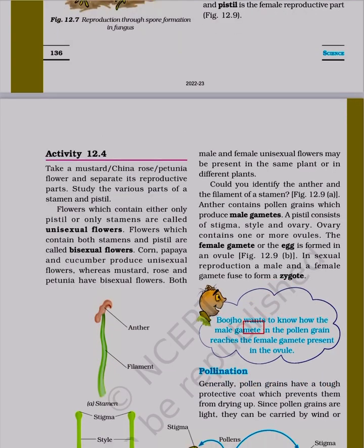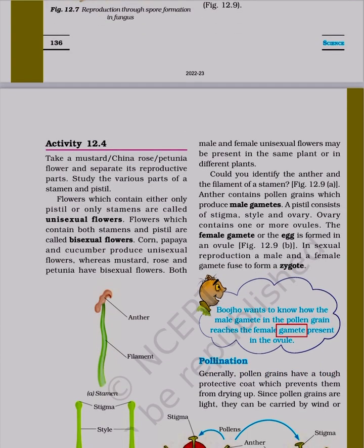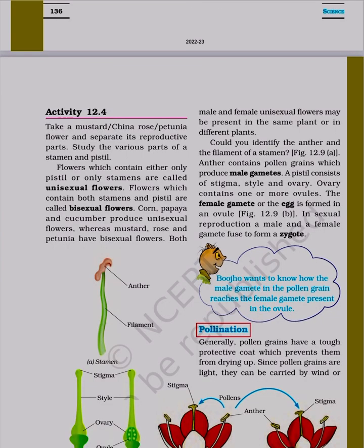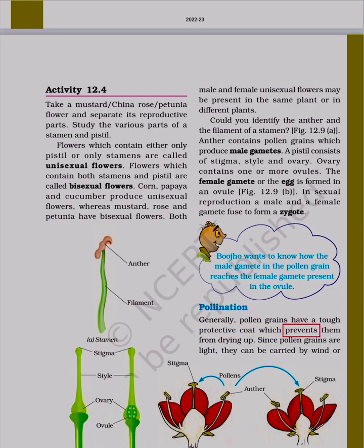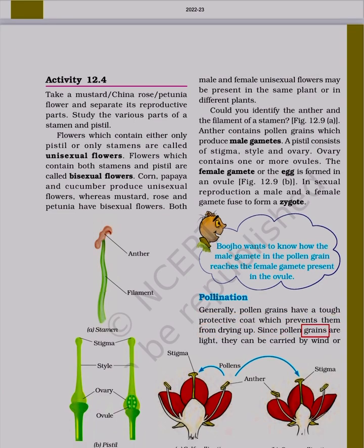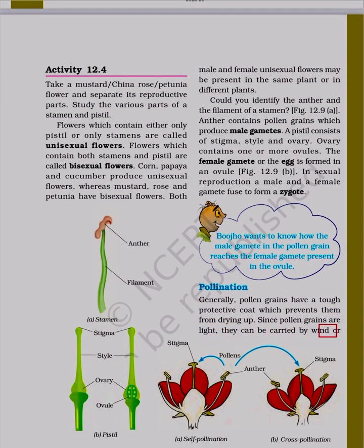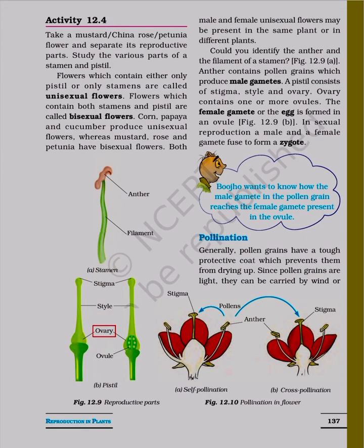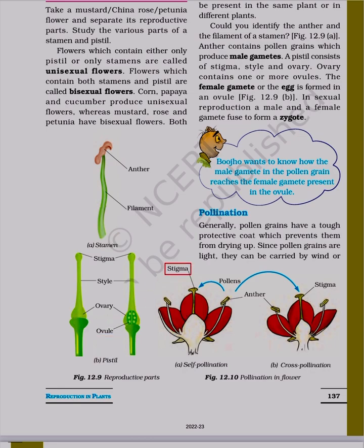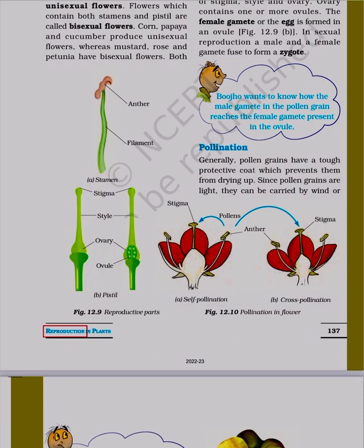Bujho wants to know how the male gamete in the pollen grain reaches the female gamete present in the ovule. Pollination. Generally, pollen grains have a tough protective coat which prevents them from drying out. Since pollen grains are light, they can be carried by wind or water. Stigma, style, ovary, ovule, stigma, anther, filament.